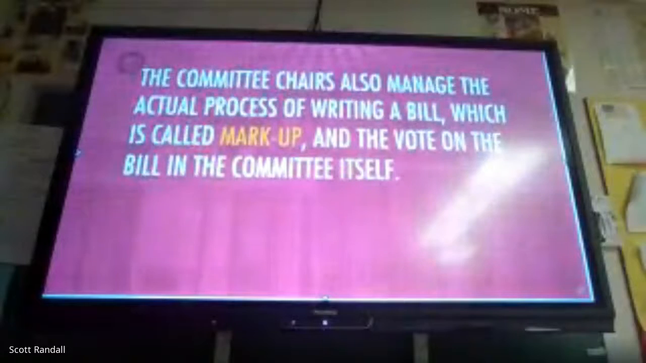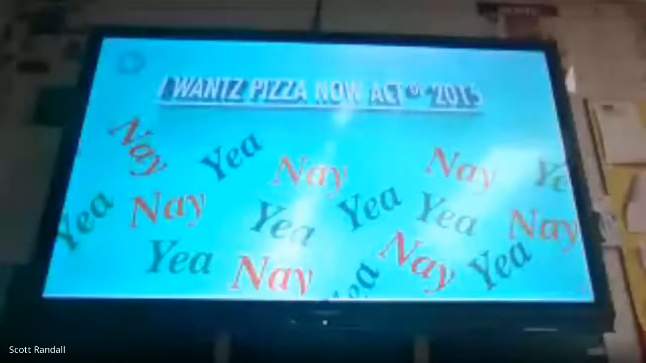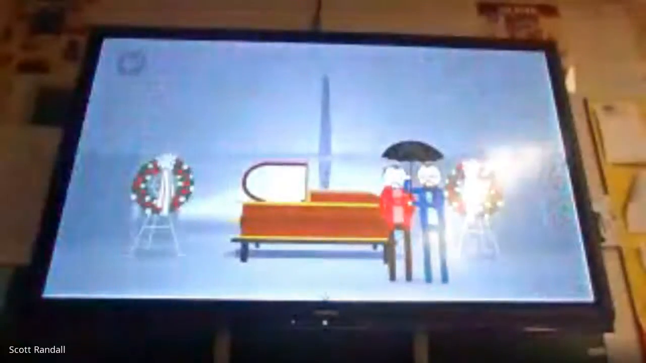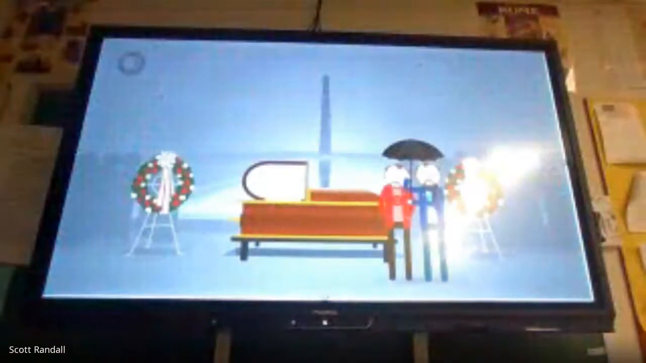If a bill doesn't receive a majority of votes in the committee, it won't be reported out to the full House or Senate. In this case, we say the bill died in committee, and we have a small funeral on the National Mall. Now we just put it in the shredder.